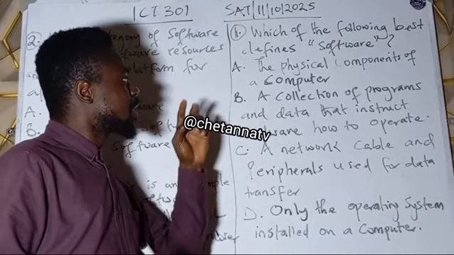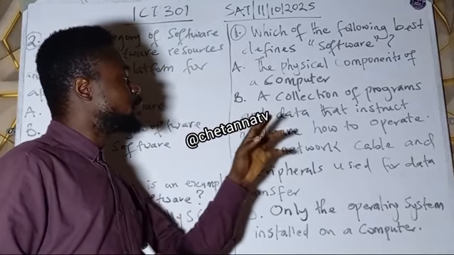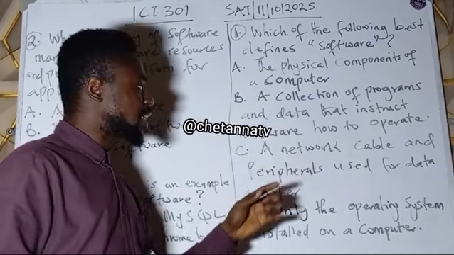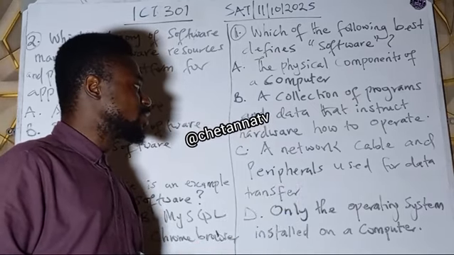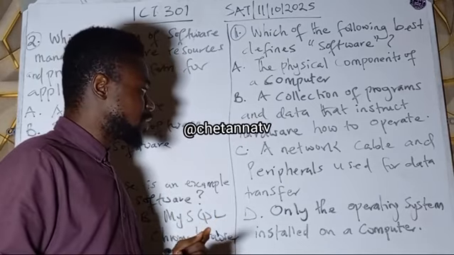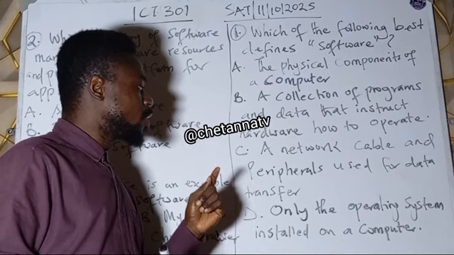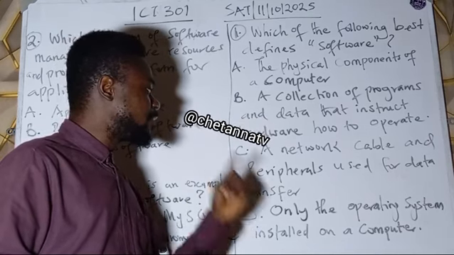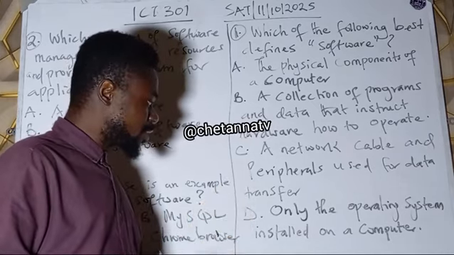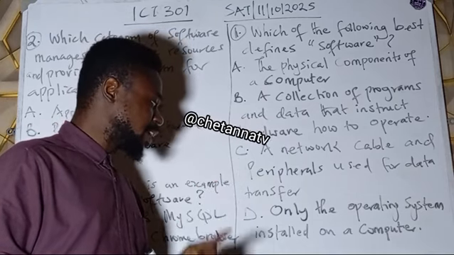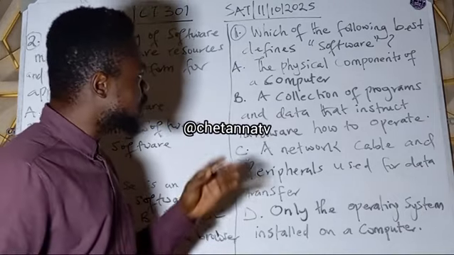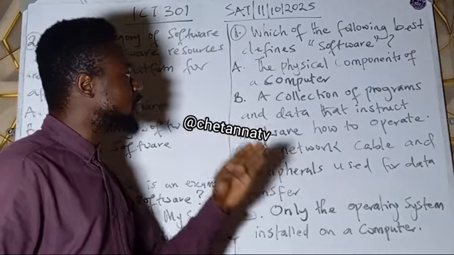A, the physical components of a computer. B, a collection of programs and data that instructs hardware how to operate. C, a network of cables and peripherals used for data transfer. D, only the operating system installed on a computer. So let's look at the options again. Option A says the physical components of a computer.